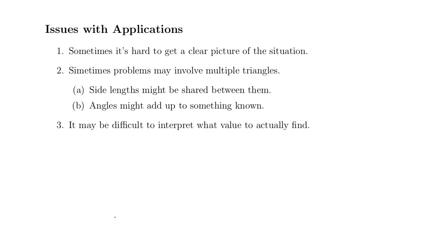Sometimes our problems might involve multiple triangles. Maybe they share a side length between them, and so we have to figure out some side lengths of one triangle to get the side lengths of the other. Or maybe the angles add up to something that we know, and so we have to figure out one of the angles so we can get the other one. And then the last bit is sometimes it's hard to actually interpret what we're trying to find. Our question might ask for a certain length or a certain angle, but it's difficult to think of which one we're actually looking for. Maybe we can find all of them, but knowing which one is required of us can be kind of tricky sometimes.